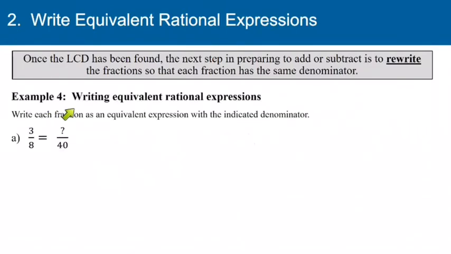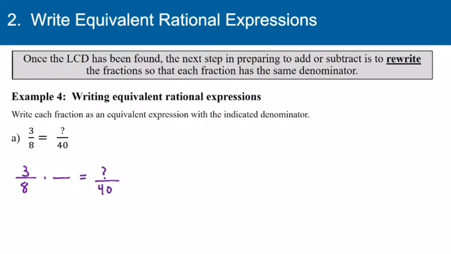So in example 4, it says, writing equivalent rational expressions, write each fraction as an equivalent expression with the indicated denominator. So here they have 3/8, and they're saying that equals how many 40ths. So pretty much they're giving us the new denominator. We don't have to find a common denominator here. All we're asked to do is find out what would be the new top number. So let's look at it like this. If we have 3/8, we're going to multiply by 1, something over itself, in such a way that we end up with 40 in the denominator.